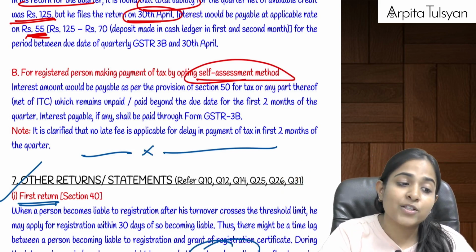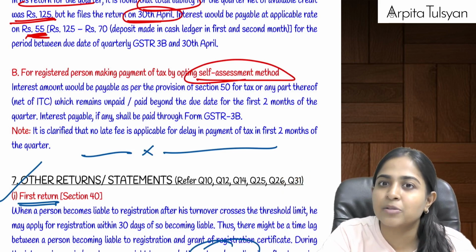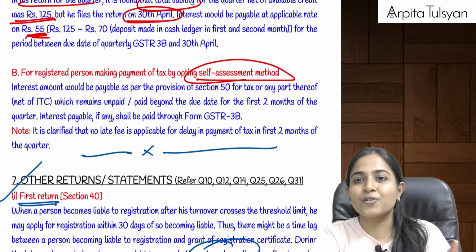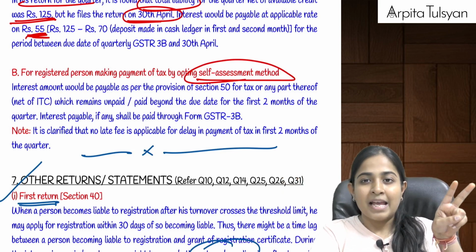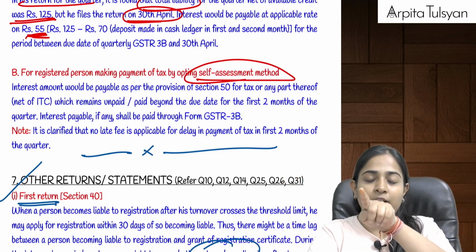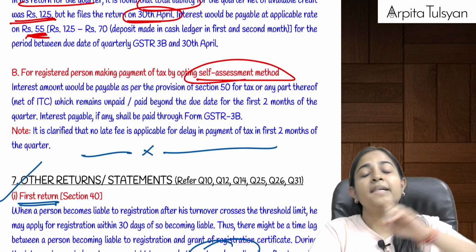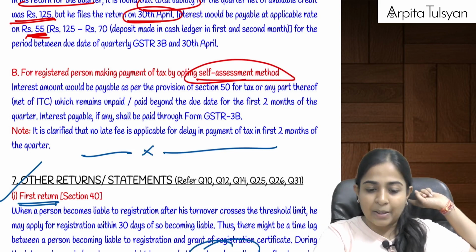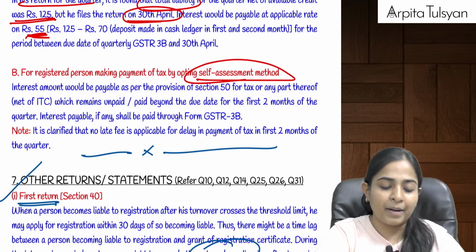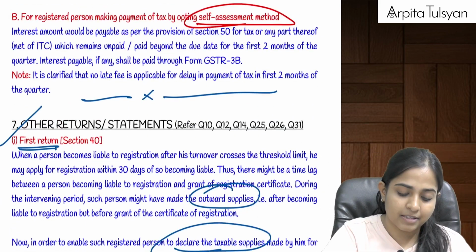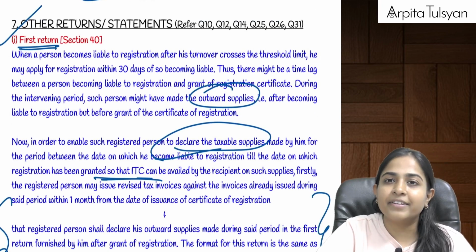Okay, so in case of fixed method, interest is not applicable for the first 2 months. But if you don't pay it till the due date of filing the return, then interest will start becoming applicable from then. But in case of self-assessment, interest is applicable right from the due date of making the payment in that monthly returns. Are you clear till here, everyone? Yes.